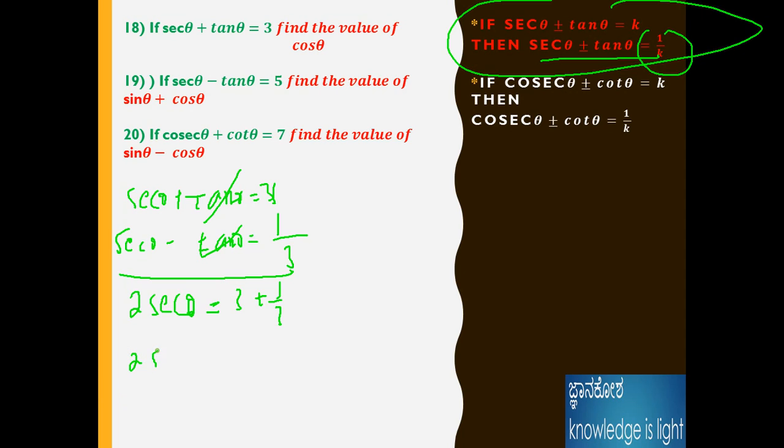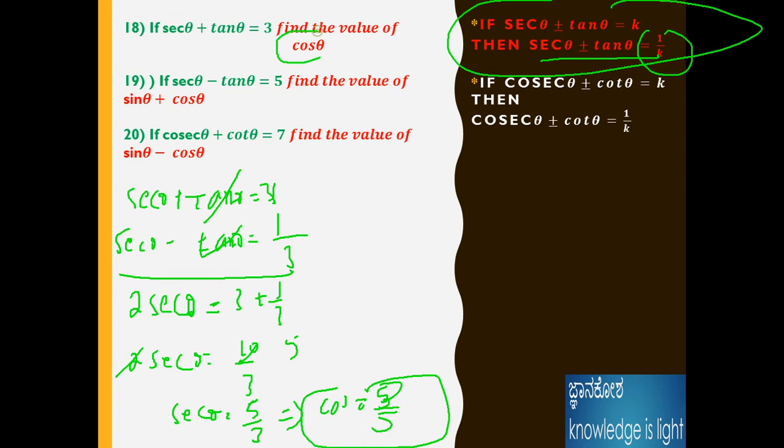Therefore I directly write 2 secant theta is equal to 9 plus 1 over 3, which is 10 by 3. Okay, fine. 2 secant theta is equal to 10 by 3, so secant theta is equal to 5 by 3, because we already know secant theta is the inverse of cos. Therefore cos theta is equal to 3 by 5, the answer for this question. Because the question is asking for cos, I found cos only, or else apply this logic. Definitely this is the second shortcut method.